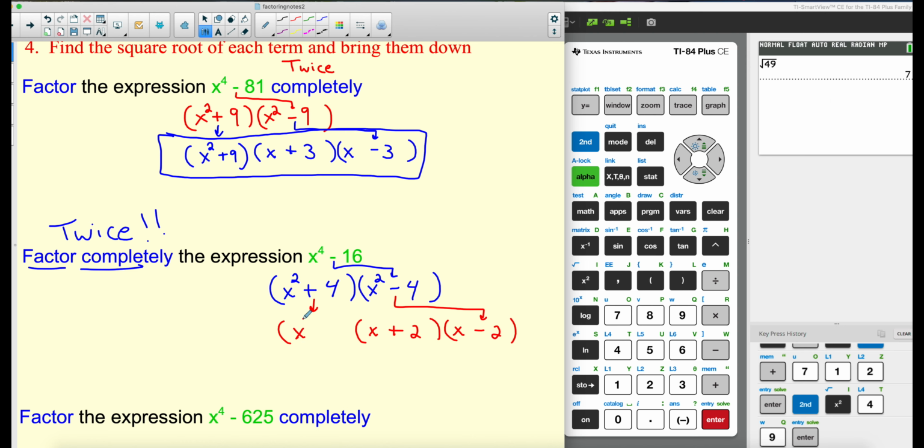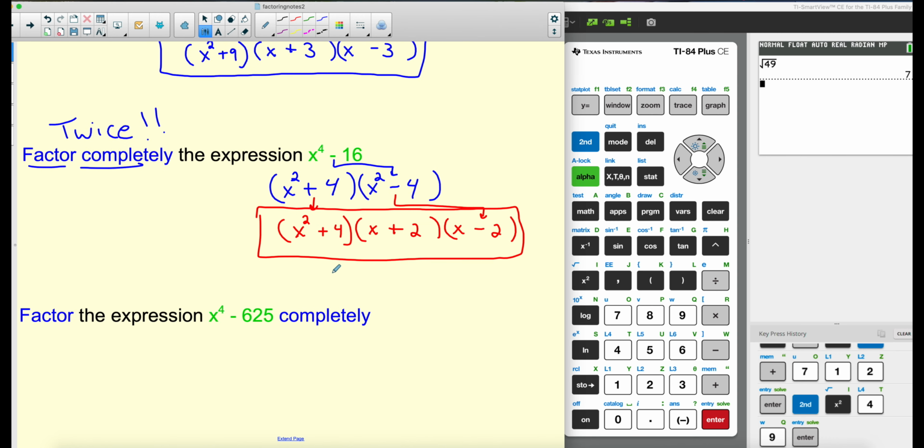Parentheses, x squared plus 4, boom. What is your final answer? Right here: x squared plus 4 times x plus 2 times x minus 2. And guys, that is factoring completely.